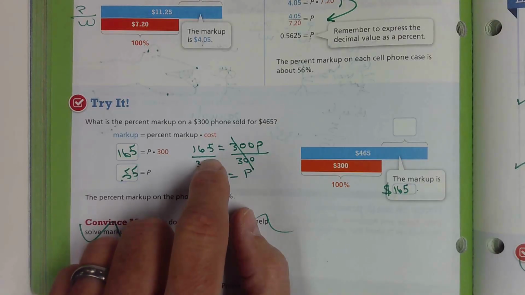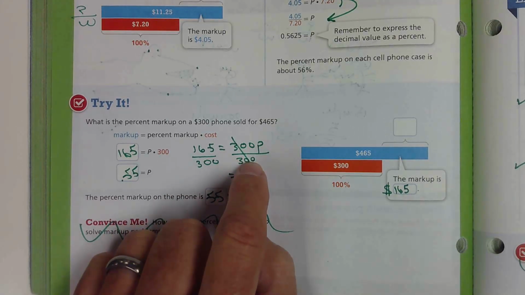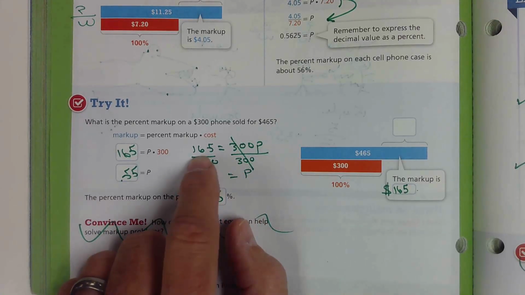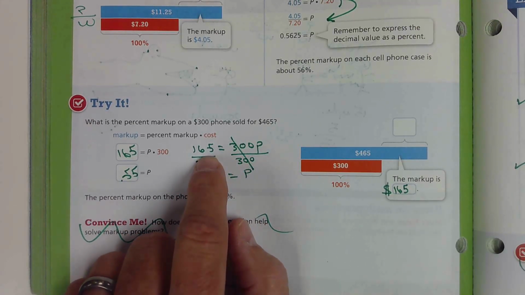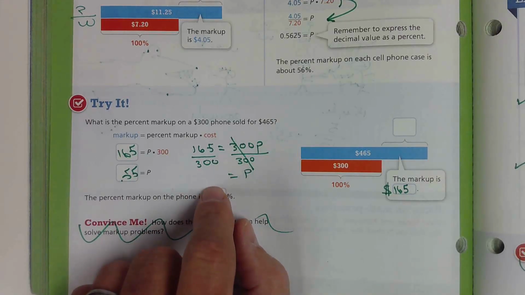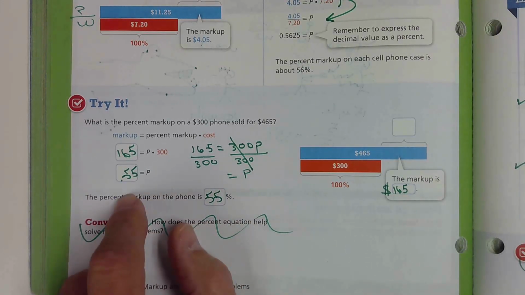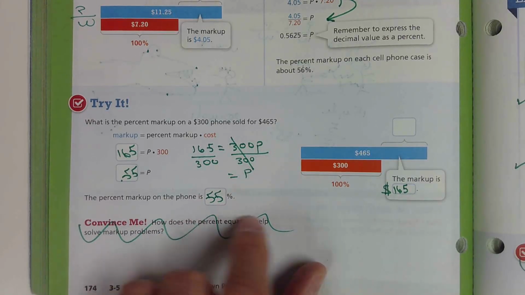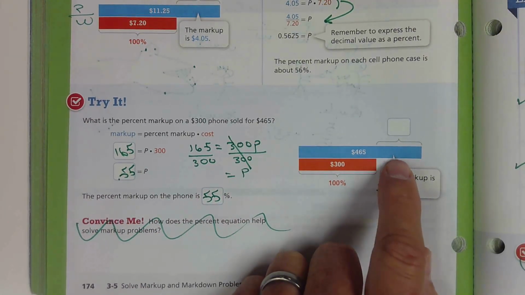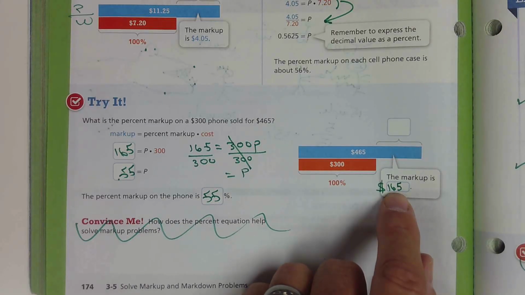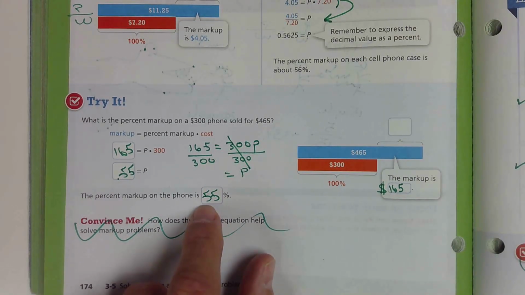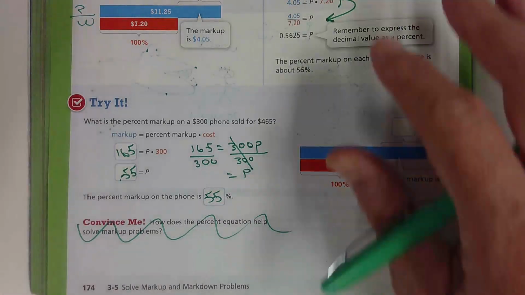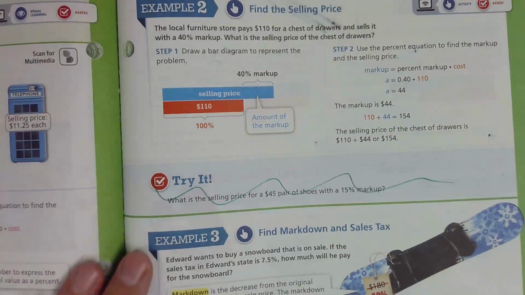You've seen me do this before. The 300s cancel out, so we're just left with P on this side. And then you have 165 divided by 300, the part divided by the whole. And you end up with 0.55 or 55% markup. And the markup, as far as the dollar amount, is 165. But it's a 55% markup. Scratch out the convince me at the bottom of page 174, not worried about that. Let's look at example 2.